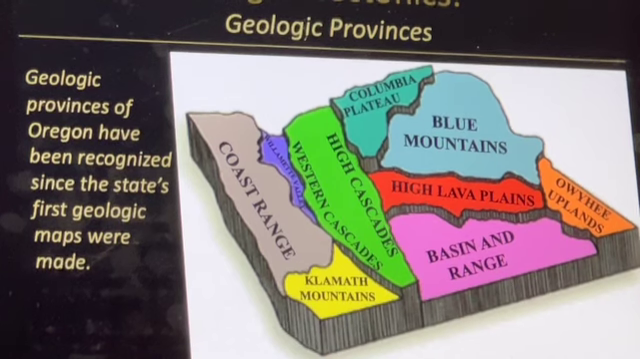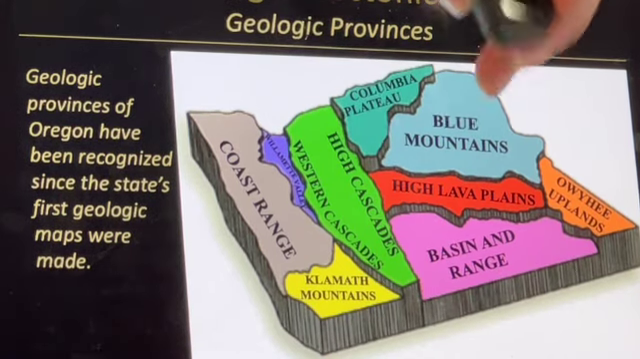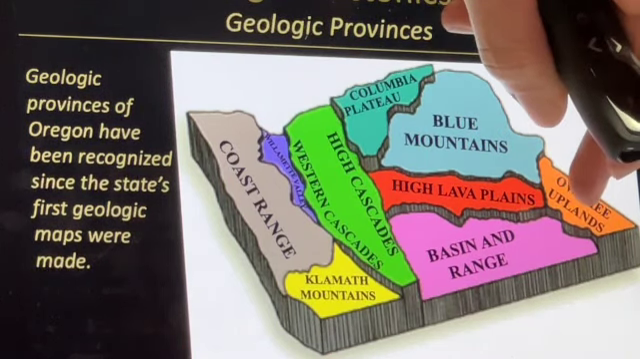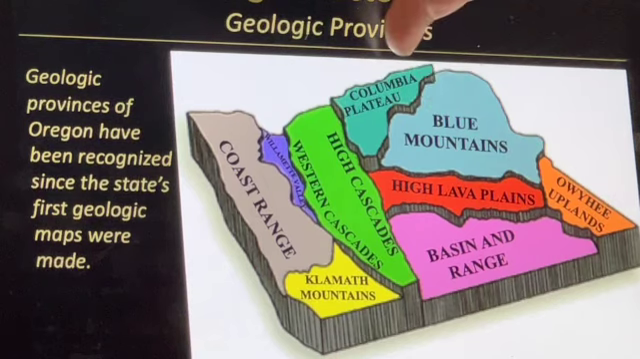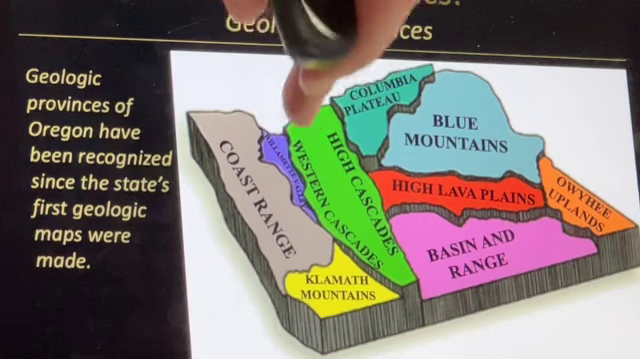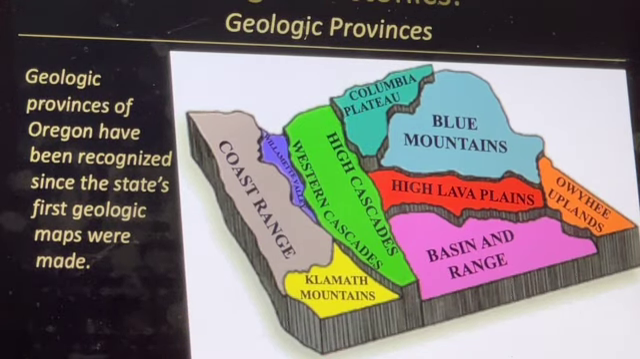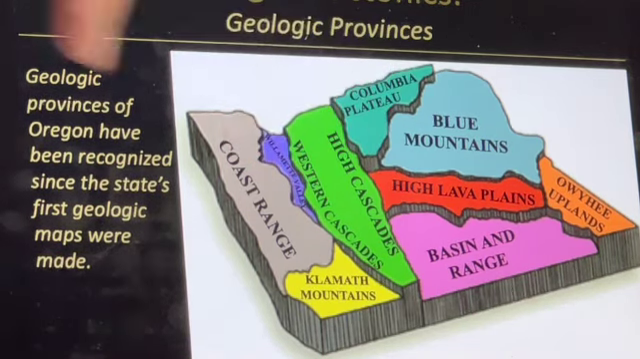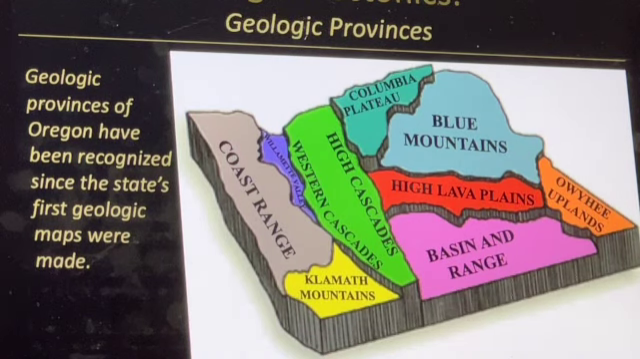And these provinces, others that are on the map that are hard to see because it's not on the big screen, are the Blue Mountains in northeastern Oregon, the Owyhee Uplands in southeastern Oregon, the Columbia Plateau, kind of between the Oregon and Washington border, the Western Cascades. There is a difference between the High Cascades and the Western Cascades, which we'll talk about a little bit in this talk, but not much. The Willamette Valley, the Coast Range, and the Klamath Mountains. So these have been recognized since the first geologic maps of Oregon were made. So many decades we've recognized these geologic provinces.